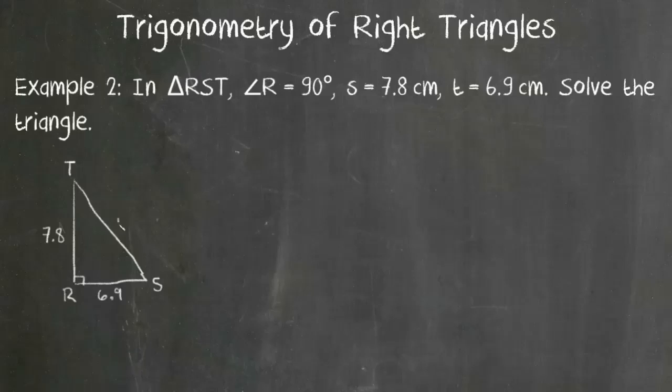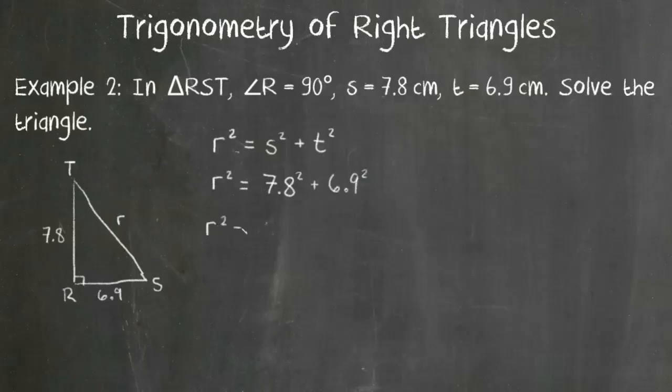To start, we're going to find side R. To do that, we use Pythagorean theorem. Again, these are right triangles, so Pythagorean theorem is always a valid option for us. So R squared will equal S squared plus T squared. R is our hypotenuse, the longest side. So side S is 7.8, and side T is 6.9. We'll do both of these in our calculator.